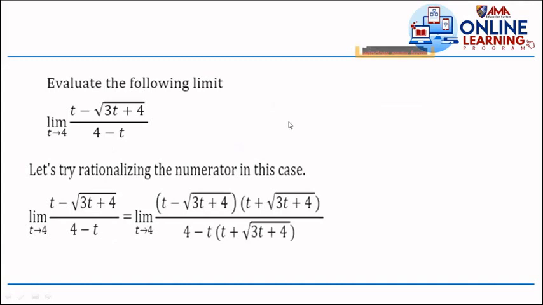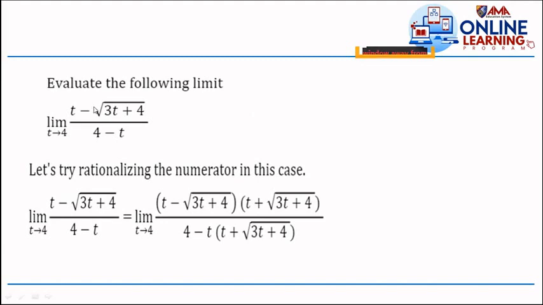Last two examples, no? Before we're going to have our exercise. Okay. Evaluate the limit of t minus the square root of 3t plus 4 divided by 4 minus t. May radical expression tayo, yung square root sign, no? So, yun ang problema natin, kung paano natin siya i-simplify. Okay? So, pag substitute natin, yung limit natin approaches to 4. So, 4 minus 4, 0 siya. So, dapat i-factor natin siya.